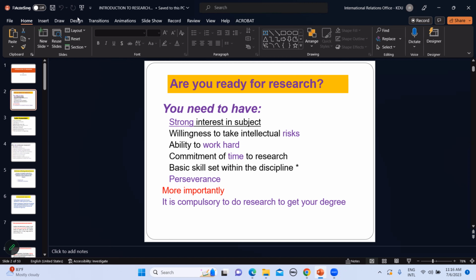Perseverance. Perseverance means you have to actually stay with this, okay? You have to be with that. That is the perseverance. More importantly, on top of everything, it is compulsory to do the research to get your degree. Students, do you understand me? Why am I saying so?